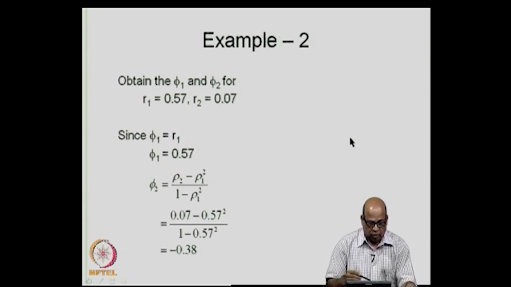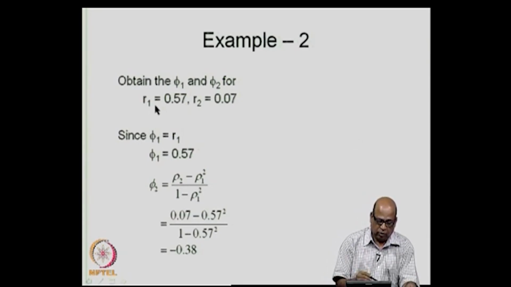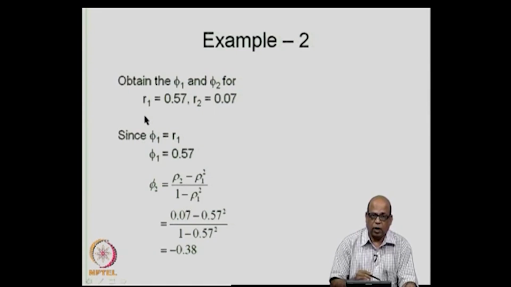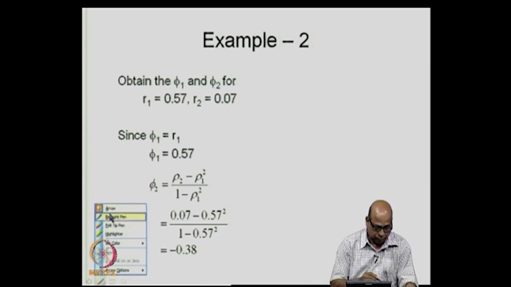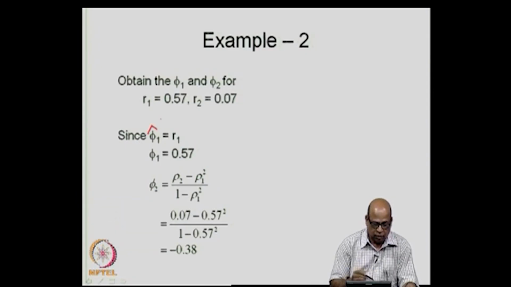Let us see from the data. Let us say that you have R 1, which is an estimate for the lag 1 correlation, as 0.57, and R 2, which is an estimate for rho 2, which is the lag 2 autocorrelation, as 0.07. Then phi 1, which is the PAC of order 1, partial autocorrelation of order 1, is simply equal to R 1. So, you can put a cap here, this is phi 1 cap is equal to R 1, this is the estimate.